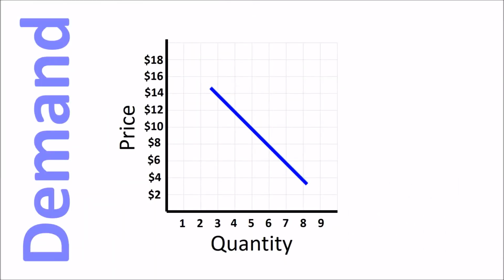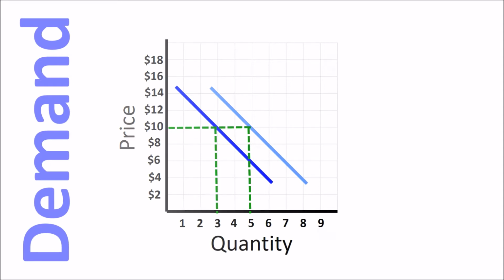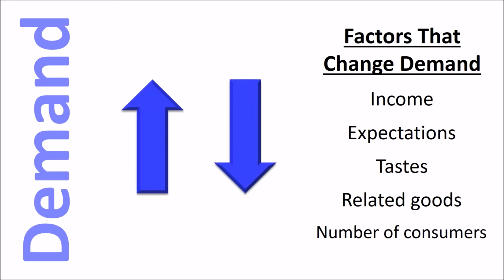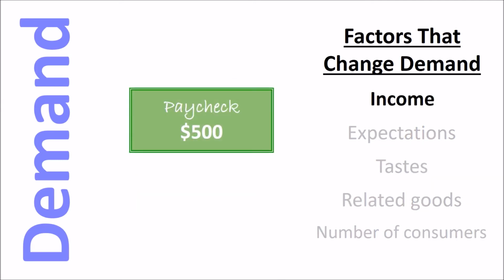For a change in demand, on the graph, this is shown by a shift in the demand curve, to the right when demand increases, and to the left when demand decreases. This shows that the price of a good or service has stayed the same, yet demand has changed. We are going to go over 5 factors that can change demand. These factors can cause demand to go up or down, but to keep this video short, I'll just describe one example for each factor. First is income.